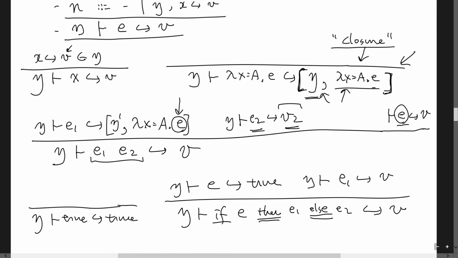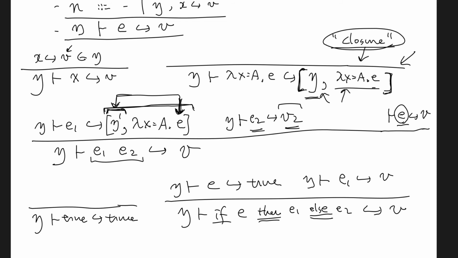But let's go back to the interpretation of this closure. So this closure means that all free variables inside expression E can be found in this environment eta. That's why this new form of value is called closure. It's essentially closed from the point of view of an outside observer.